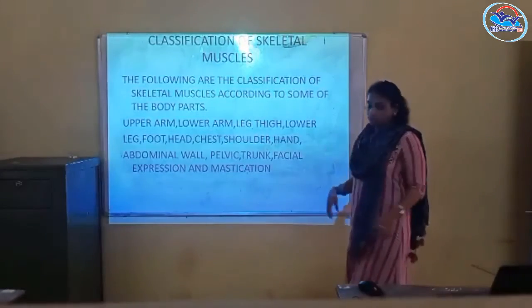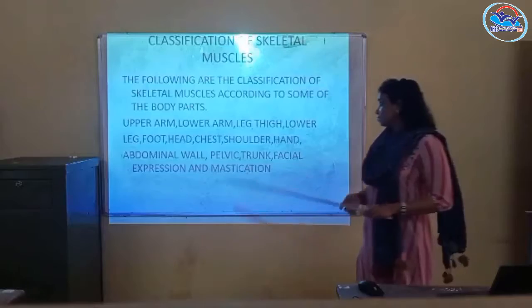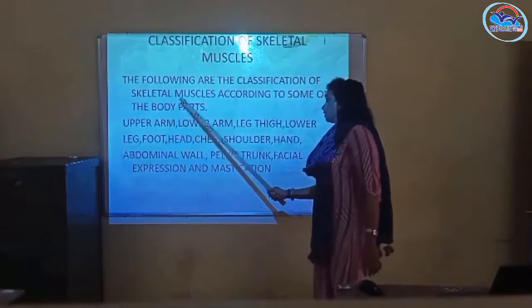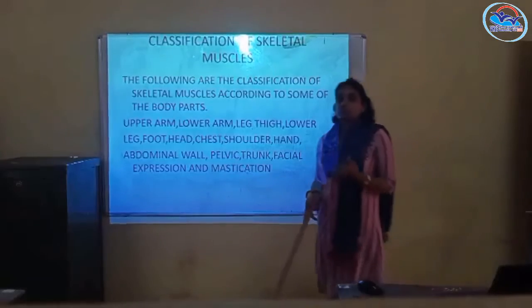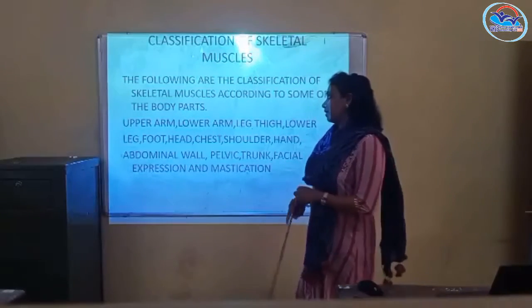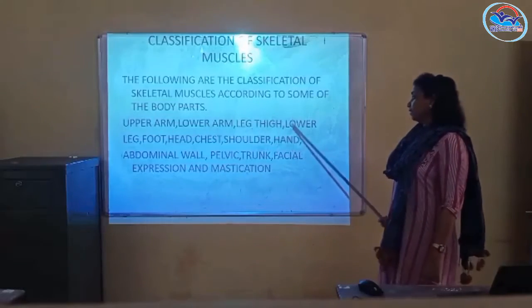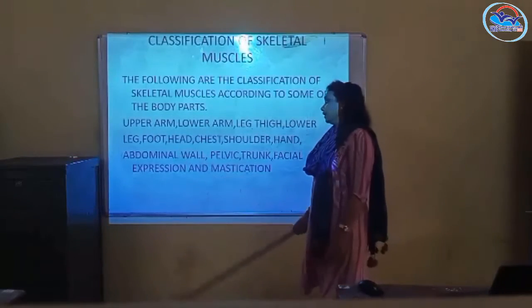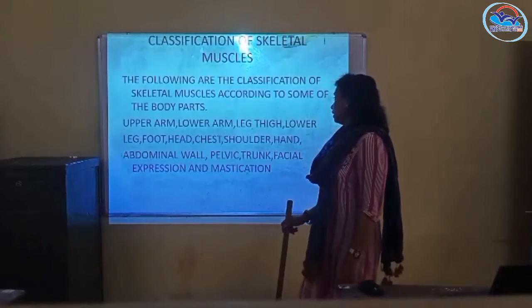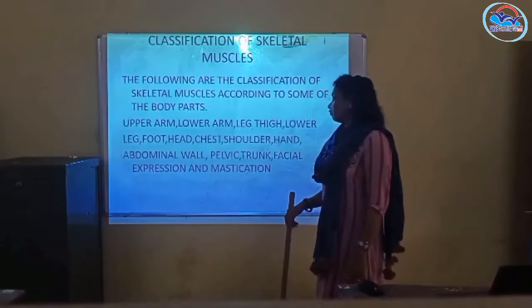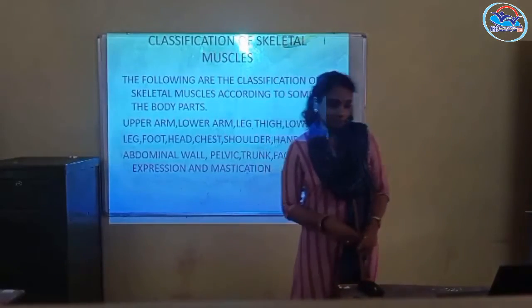Classification of skeletal muscles. Following is the classification of skeletal muscles. That means skeletal muscles, according to the body parts, can be classified as upper arm, lower arm, leg thigh, lower leg, foot, head, chest, shoulder, hand, abdominal wall, pelvic, trunk, facial expression and mastication.